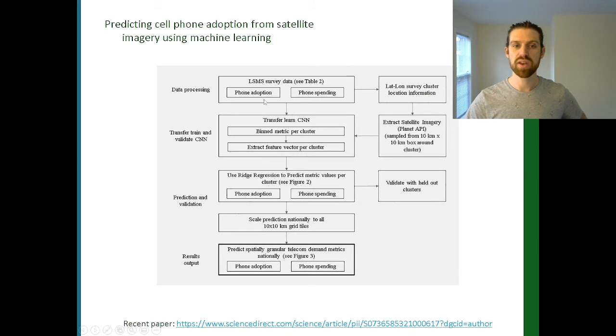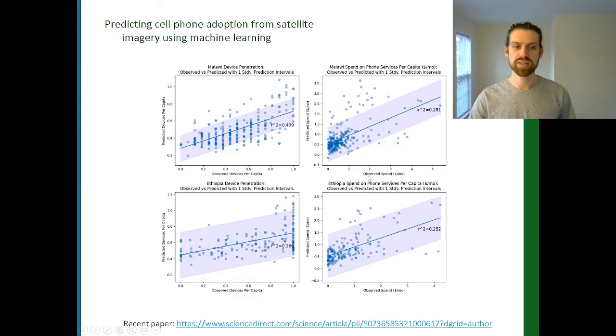So within this, we basically had this quite complicated machine learning method, but the key point was that we ended up using ridge regression to try and predict metrics, and we basically ended up having the observed values in our results on the x-axis and the predicted values on the y-axis, and this produced a set of R-squared values for each one of these different metrics.